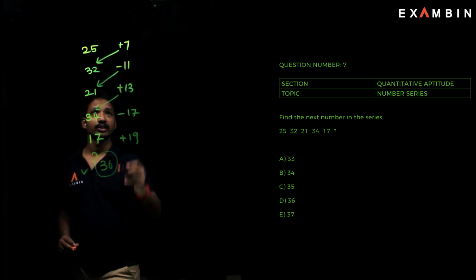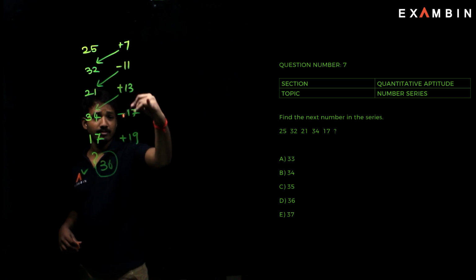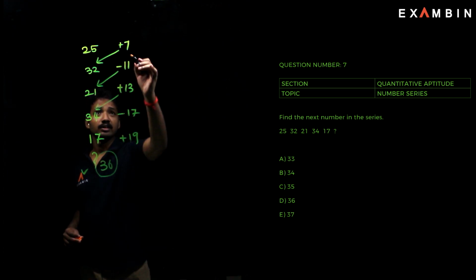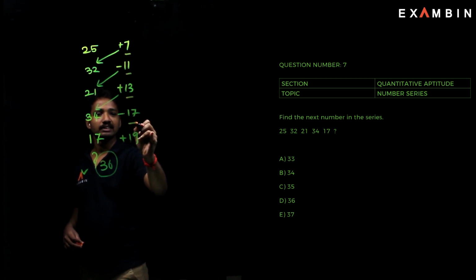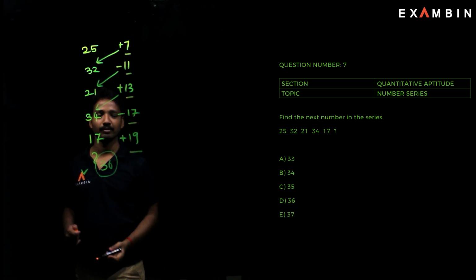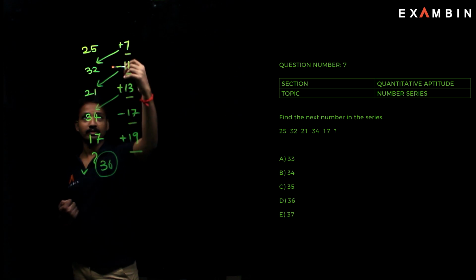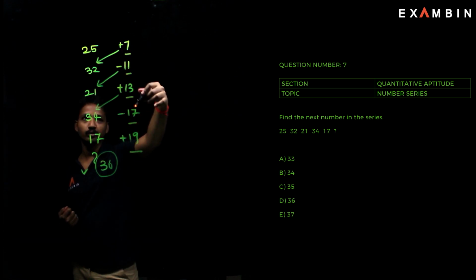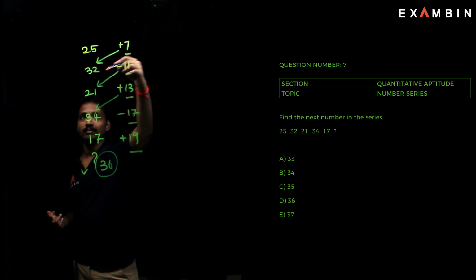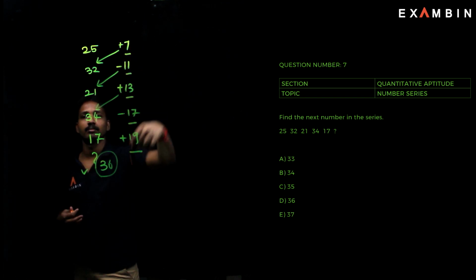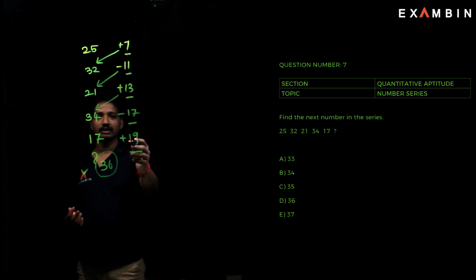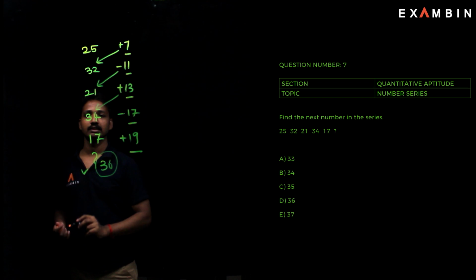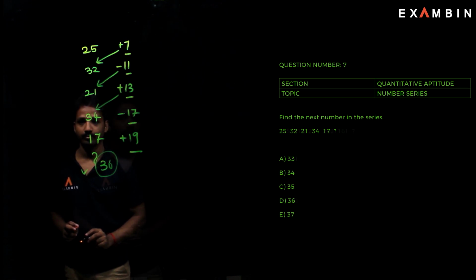So the pattern followed here is plus, minus, plus, minus, plus, and we have prime numbers 7, 11, 13, 17, 19, all prime numbers. The prime numbers starting from 7 are used to calculate the next numbers, but the signs change for every alternate number. Plus minus plus minus plus. So using that only the next number is calculated. The 36 is the right answer.